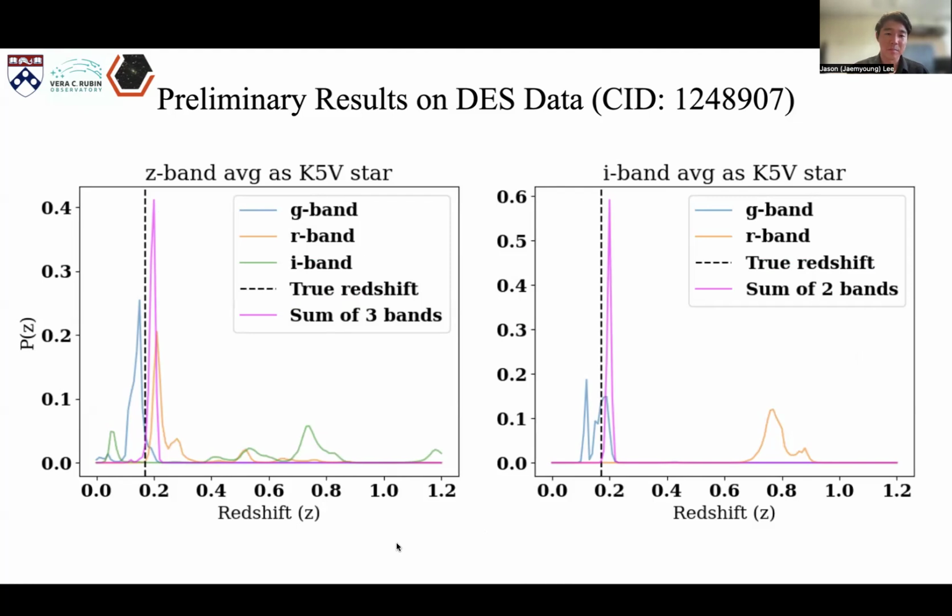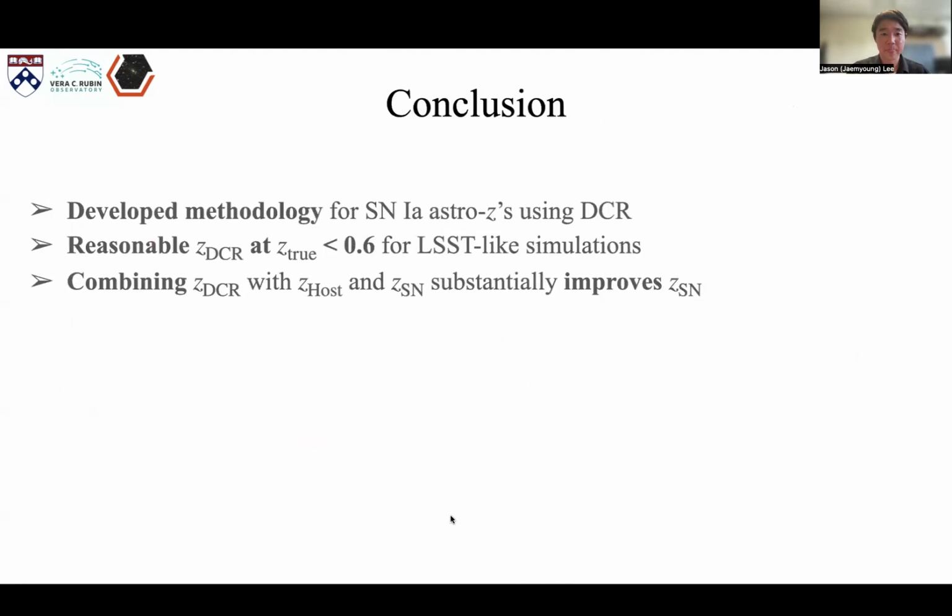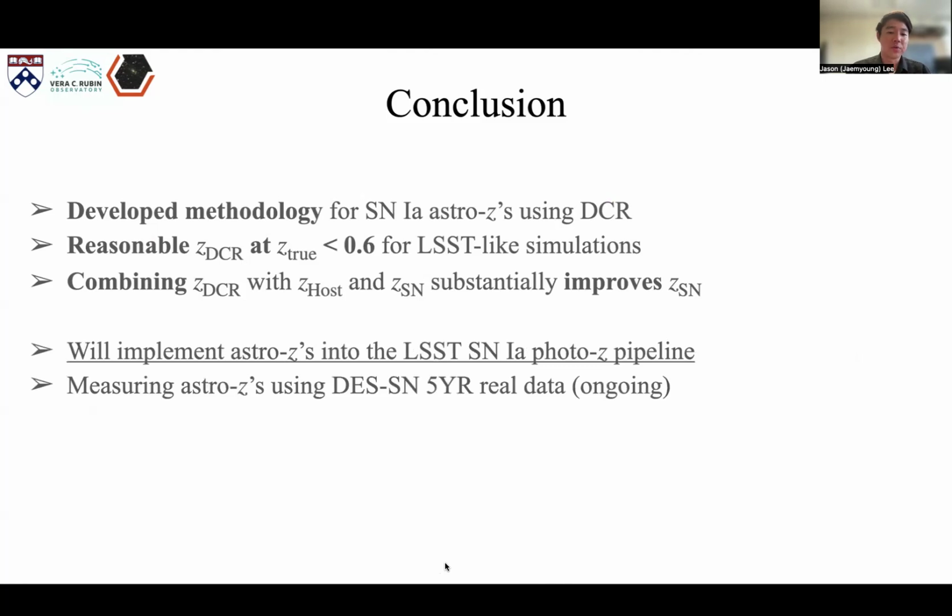In conclusion, we've developed the methodology for type 1a supernova astrometric redshifts using DCR. We found that CDCR alone does pretty well at the low redshifts for LSST-like simulations. We also found that combining CDCR with C-host and C-SN, or photometric redshifts, substantially improves photometric redshifts. So we plan to implement these astrometric redshifts into the LSST type 1a supernova photometric redshift pipeline. And as mentioned before, we are starting to measure these astrometric redshifts using real DES data.